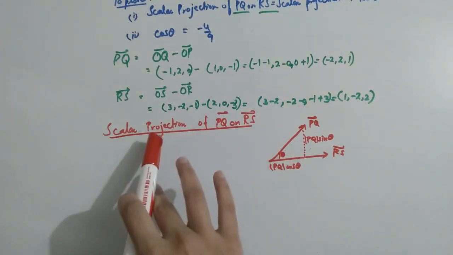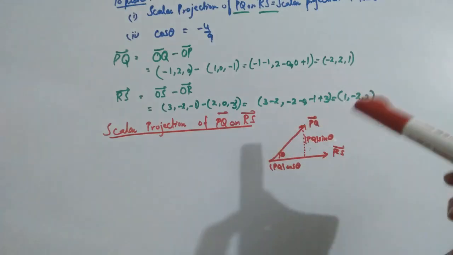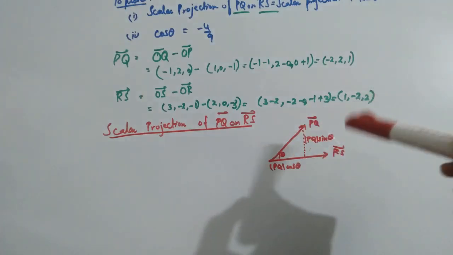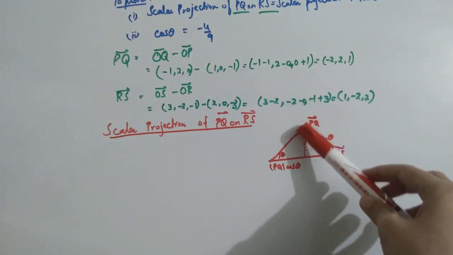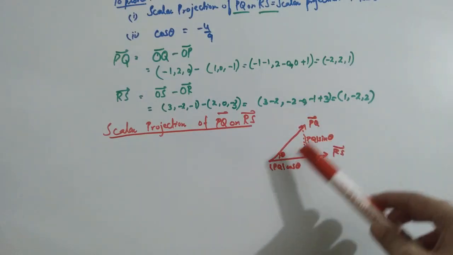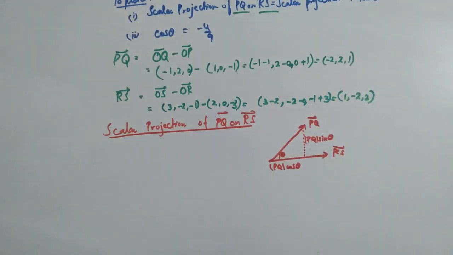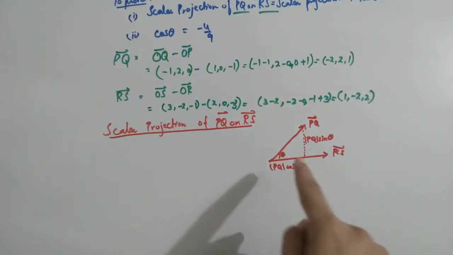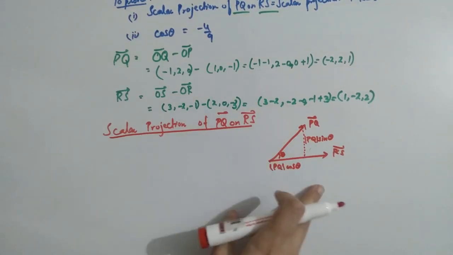What is meant by scalar projection? Scalar projection is actually the shadow of PQ on RS. You will see that if there is a vector PQ, then its x component will be PQ cos theta and the y component will be PQ sin theta. Now you have to find the projection of PQ on RS, which is this. So what you have to find is PQ cos theta.